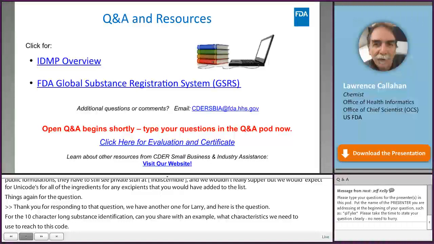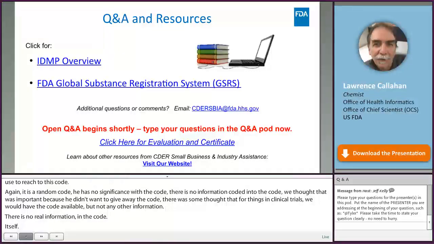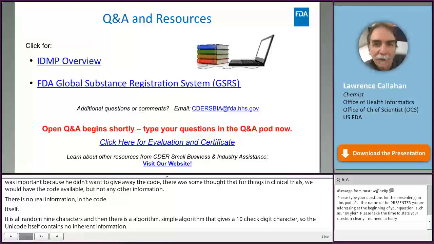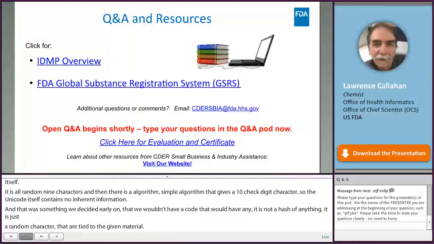It's all random 9 characters, and then there's a fairly simple algorithm that gives the 10th check digit character. So the Unicode itself contains no inherent information, and that was something we decided early on, that we wouldn't have a code that would have any. It's not a hash of anything. It's really just random characters that are tied to the given material. And again, we try to tie the Unicode to, like Tyler said, the actual material. And even if we make a mistake in describing the material, or miss something, when we add something to the material to further define it, it's still going to have the same code. So I hope that answers the question, Ray.